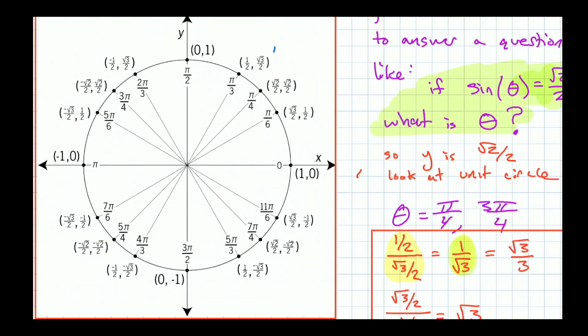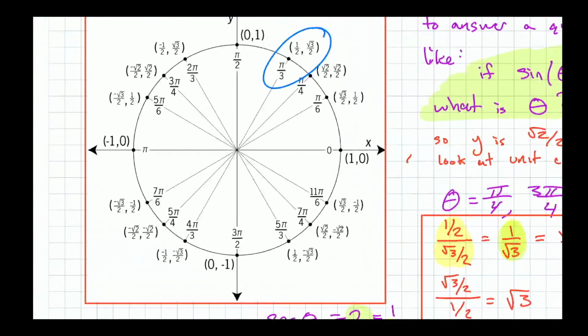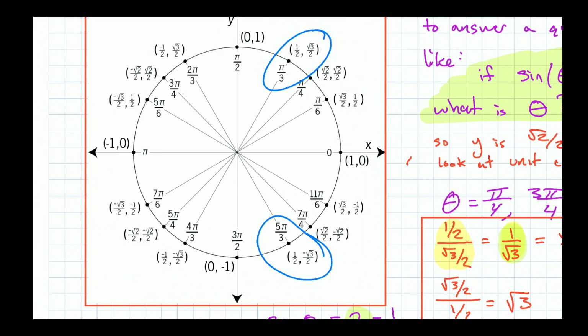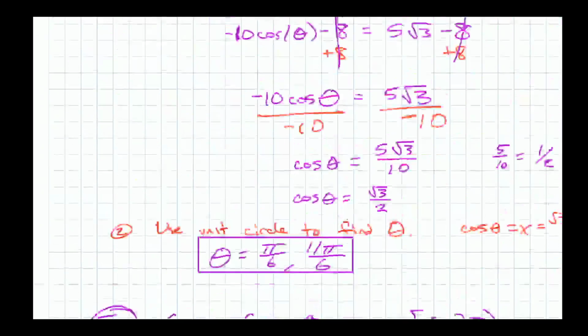Here's one place where the x value is 1/2. And then down here, there's another one where the x value is 1/2. So pi over 3 and 5 pi over 3. Those are where the x value is 1/2. And so if the x value is 1/2, then 1 over x is 2 over 1. All right, so pi over 3, 5 pi over 3.